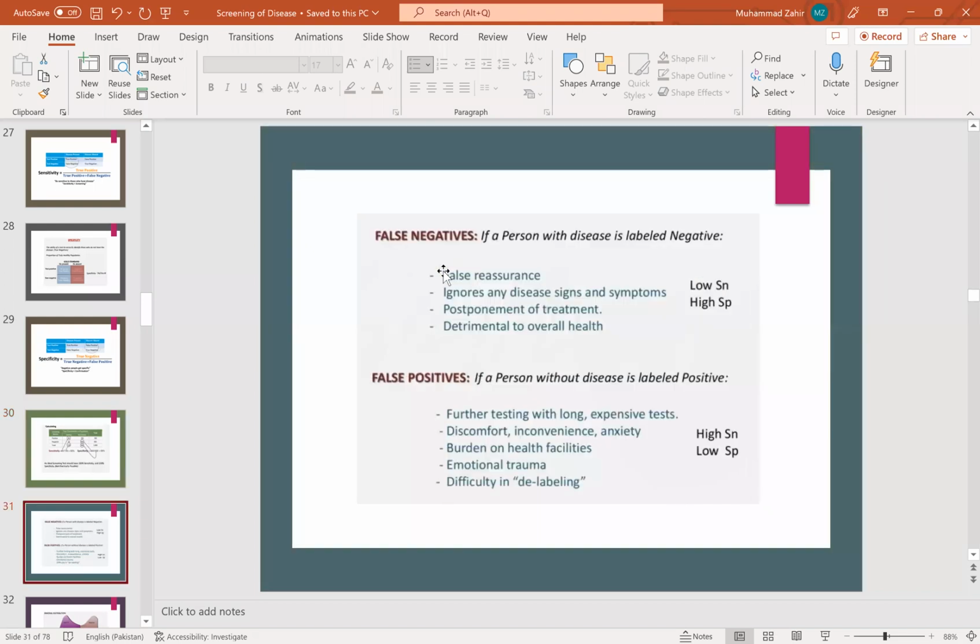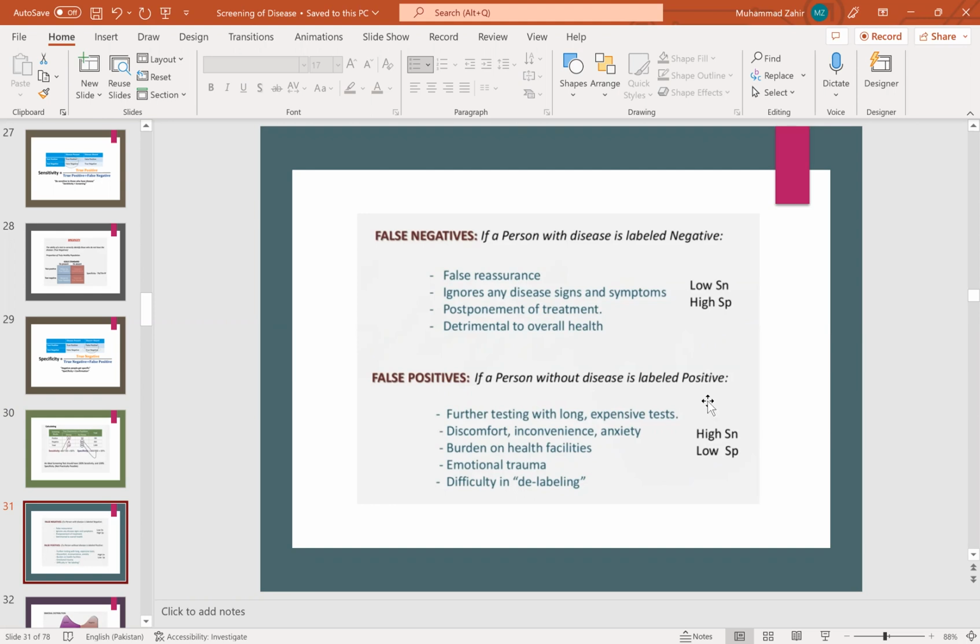False negative, if a person with disease is labeled negative. So, false reassurance ignores any disease signs and symptoms, postponement of treatment, and is detrimental to overall health. It would have low sensitivity and high specificity. False positive, a person without disease is labeled positive.